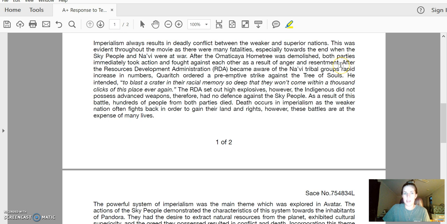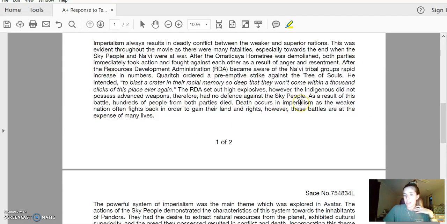After the RDA became aware of the Na'vi tribal group's rapid increase in numbers, Quaritch ordered a preemptive strike against the Tree of Souls. He intended, with a quote, to blast a crater in their racial memory so deep that they won't come within 1,000 clicks of this place ever again. They set out high explosives, however the Indigenous did not possess advanced weapons, therefore had no defense against the Sky people. As a result of this battle, hundreds of people from both parties died.